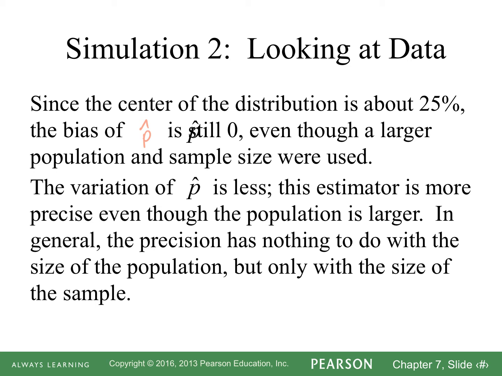In general, the precision has nothing to do with the size of the population, but only with the size of the sample. So what we're saying here is that when we increase population and sample size, our bias is still going to be 0, right? The variation is what we're focusing on in this example. In other words, the standard error will be less because we're increasing the sample size.